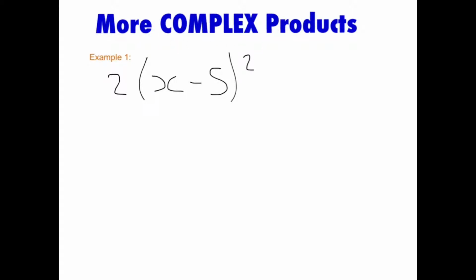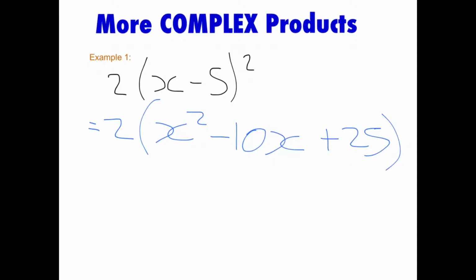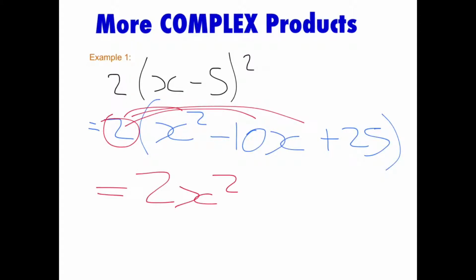And now that we have done all the types of products, we move on to more complex products, which is everything we've learned up until now, all in one equation. So in this equation, we're going to use the distributive law rule and squaring a binomial. So firstly, we square the binomial and we keep the 2 outside. So we'll go x squared minus 10x plus 25. And now we use distributive law and we take the 2 times it inside the bracket, and we'll get our final answer of 2x squared minus 20x plus 50.